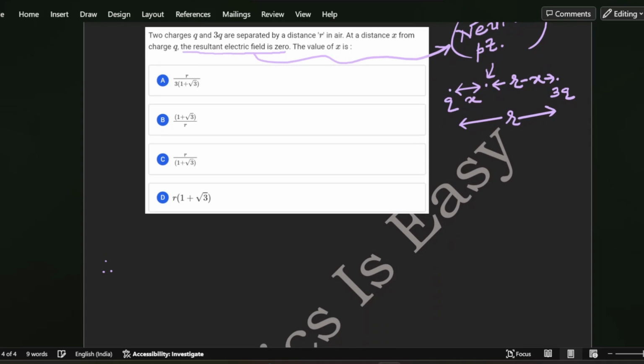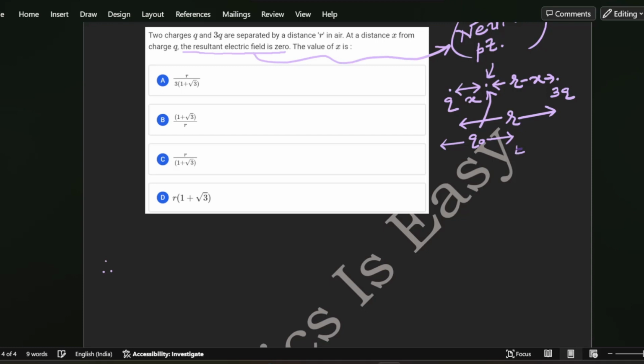Now if you put a test charge q naught here, this q charge will repel it towards the right side. This 3q charge will repel it towards the left side. So obviously both the forces will be opposing each other.